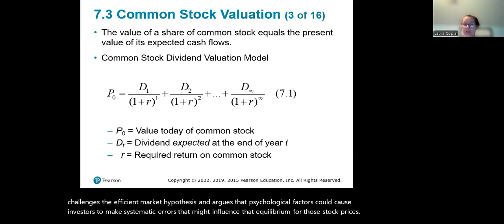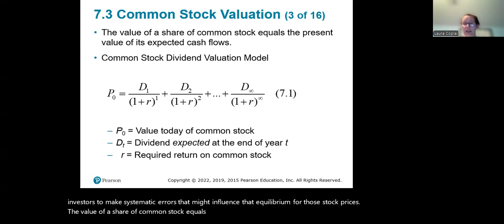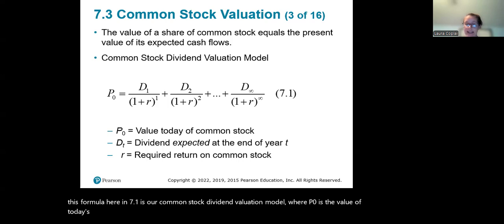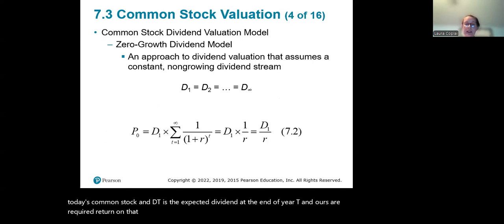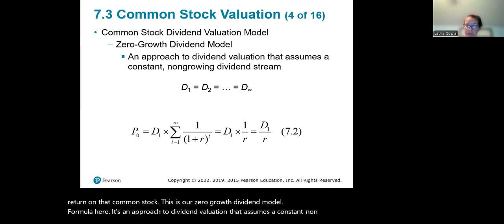The value of a share of common stock equals the present value of its expected cash flows. So this formula here, 7.1, is our common stock dividend valuation model, where P0 is the value of today's common stock, Dt is the expected dividend at the end of year t, and r is our required return on that common stock. This is our zero growth dividend model formula here. It's an approach to dividend valuation that assumes a constant non-growing dividend stream.